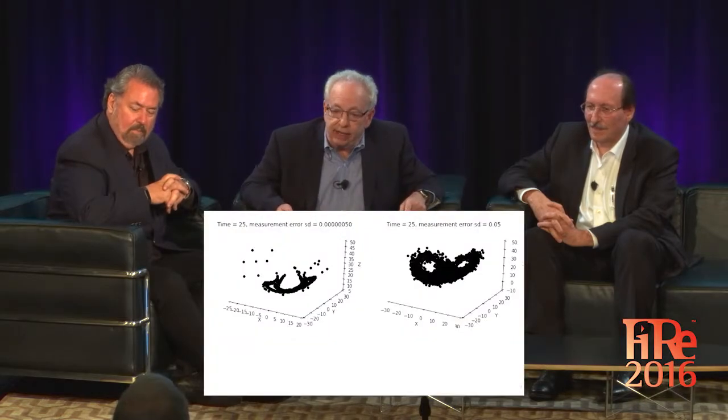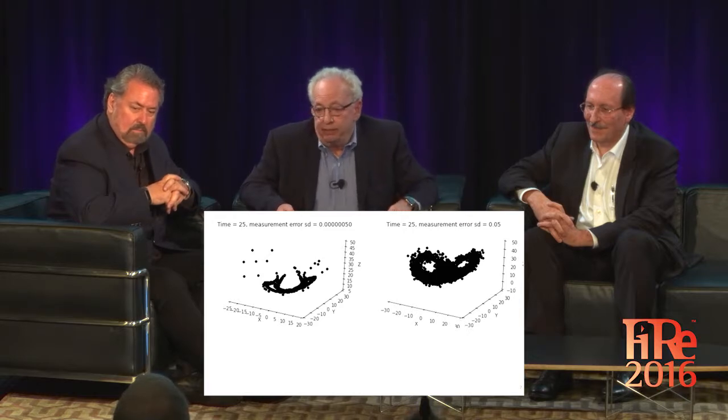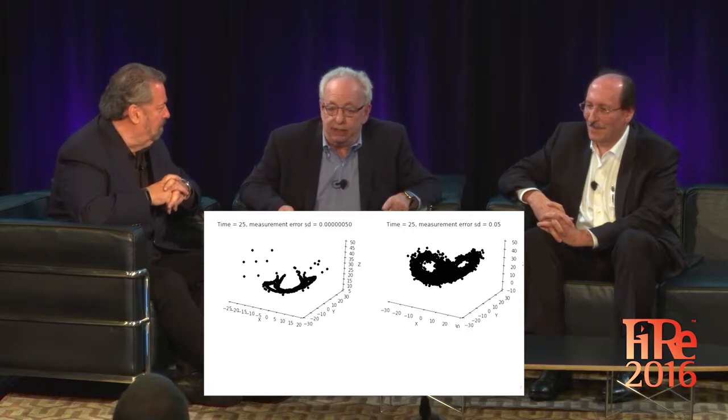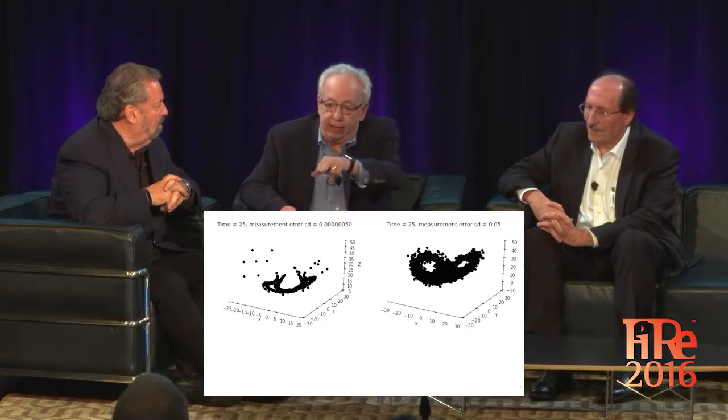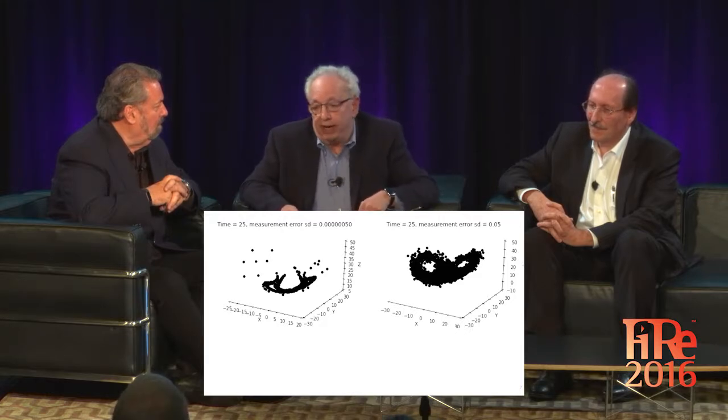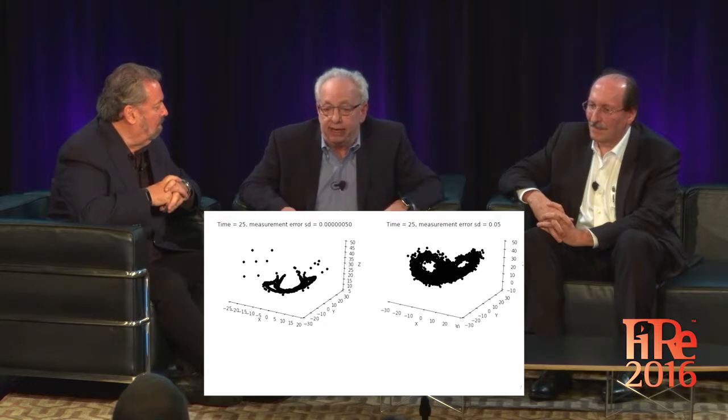Even though they're following a well-known system, if I had a little bit of error in the measurements of how they got started, and in fact, what I'm going to show you in the next chart is a scattergram of where these endpoints ended up after running for 25 seconds. In the case on the right, we had a standard error of 0.05, and on the left, I had a standard error of 0.00000005. And you see the endpoints are still all over the map.